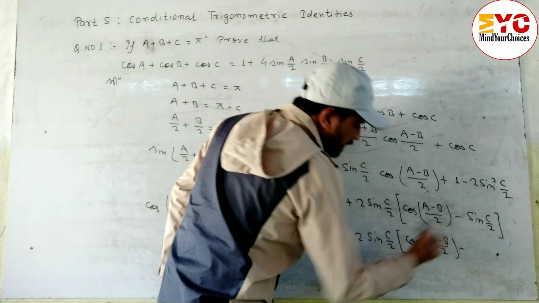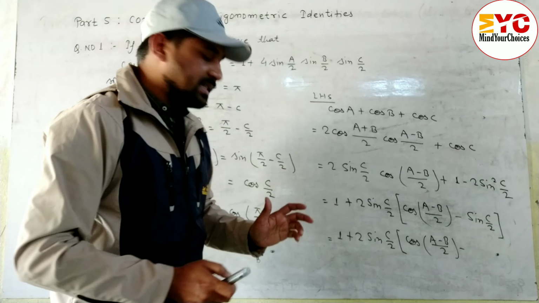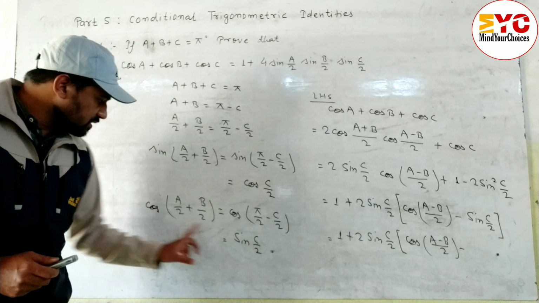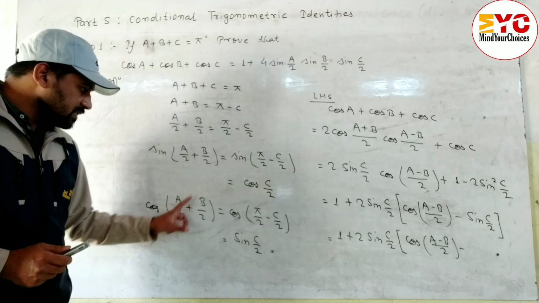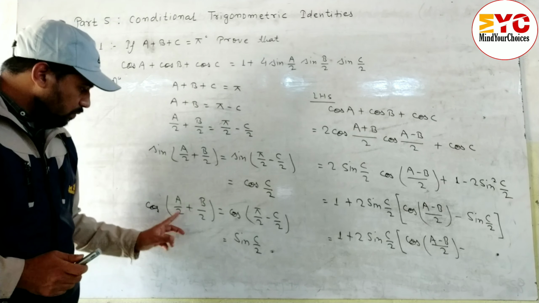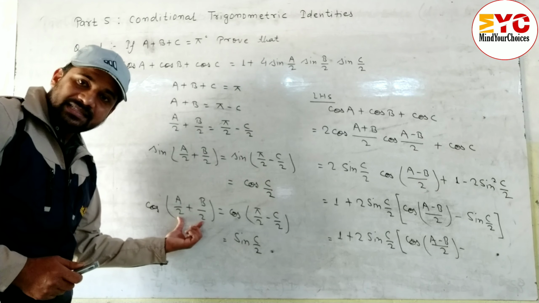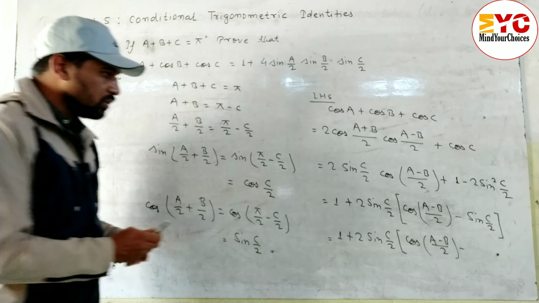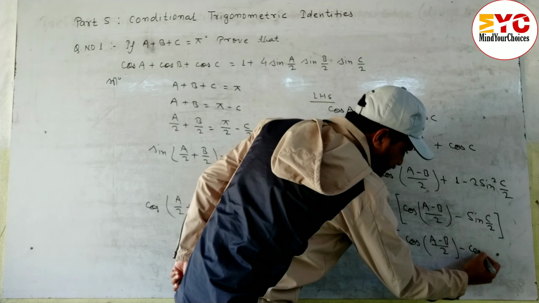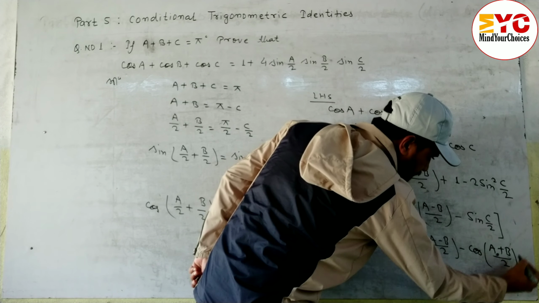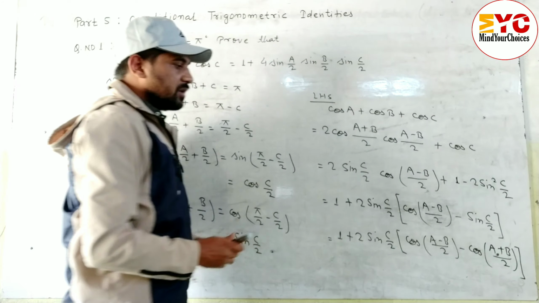Now look here, sin c by 2. What is the value of sin c by 2? You can see here, sin c by 2 means cos a by 2 plus b by 2, or you can write cos a plus b by 2, same thing. When you take LCM here, what do we get? 2, and remaining a plus b, so a plus b by 2. So you can write here cos a plus b by 2. Hope you understand up to here.